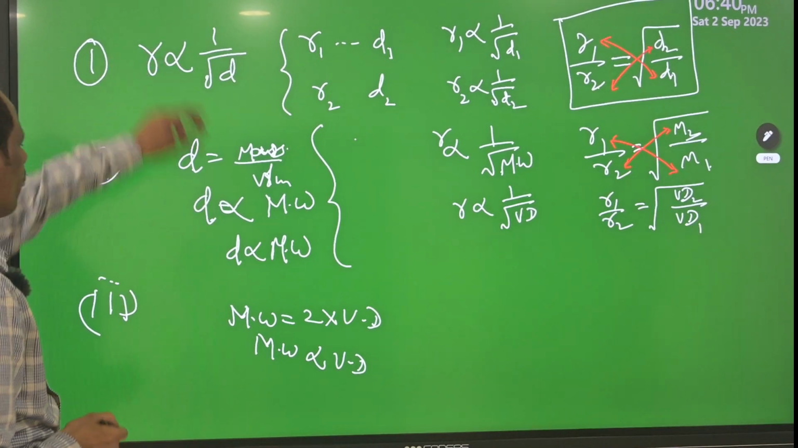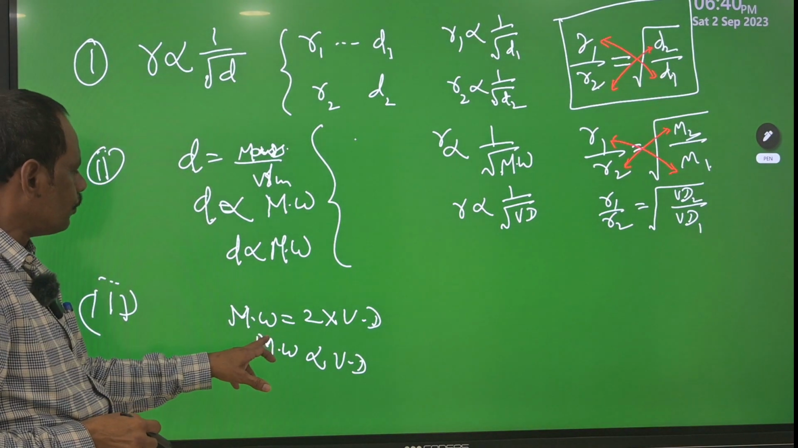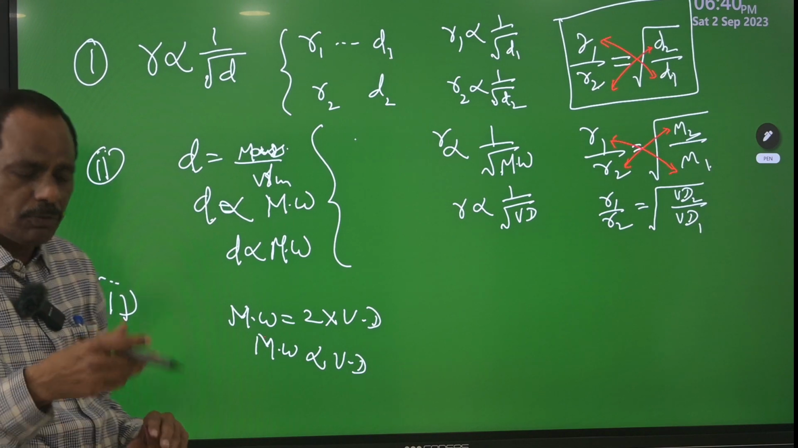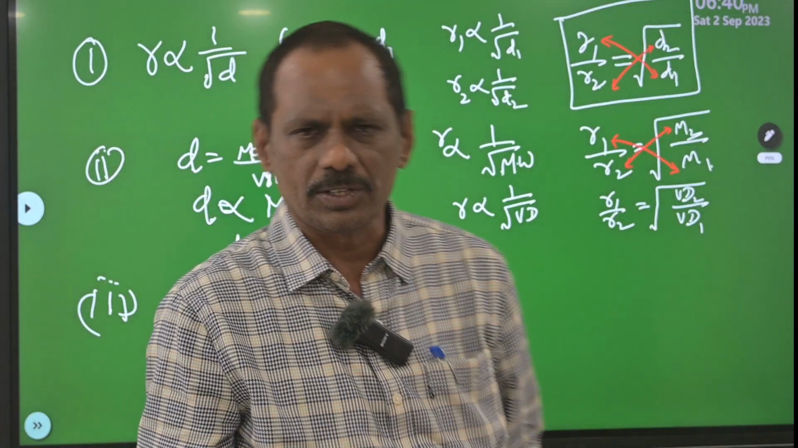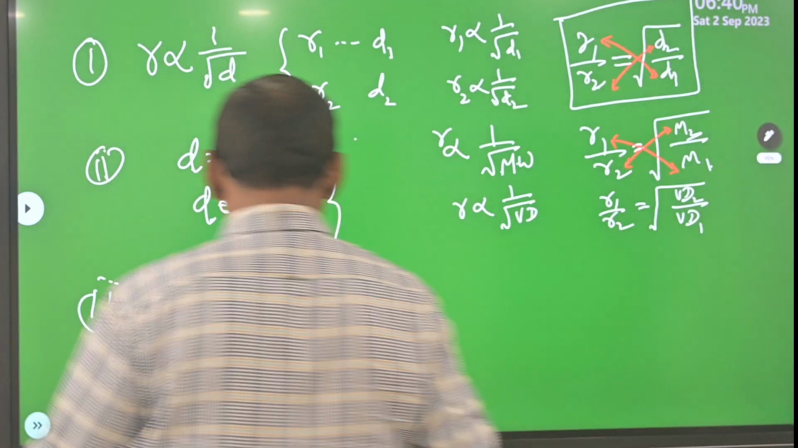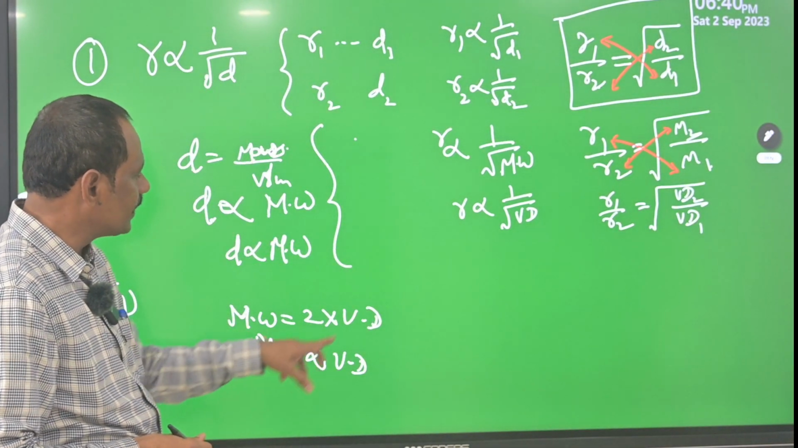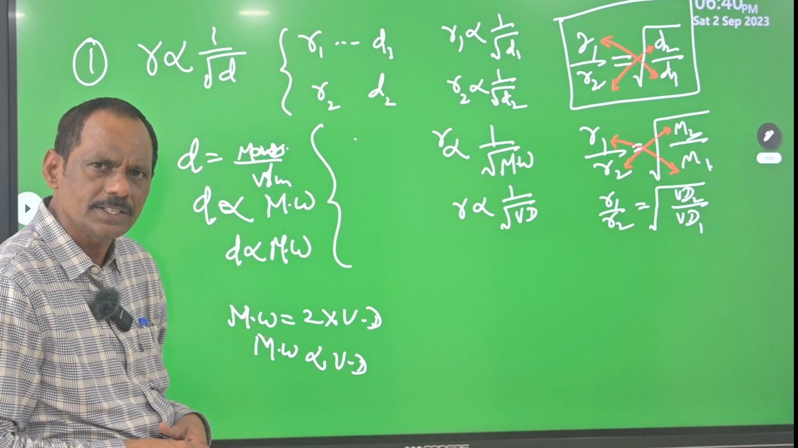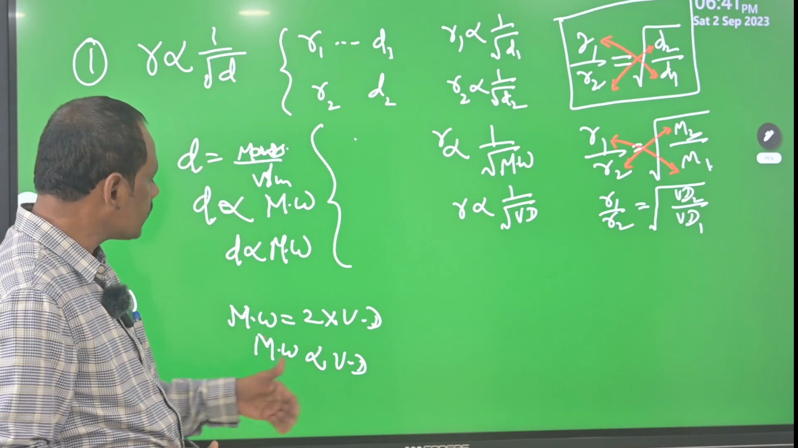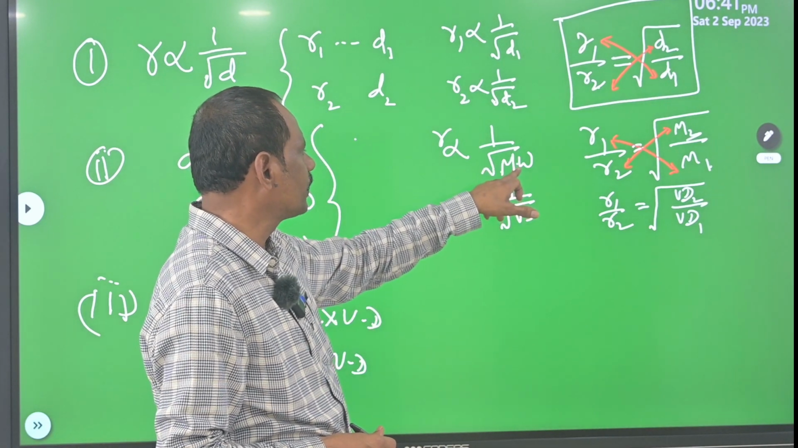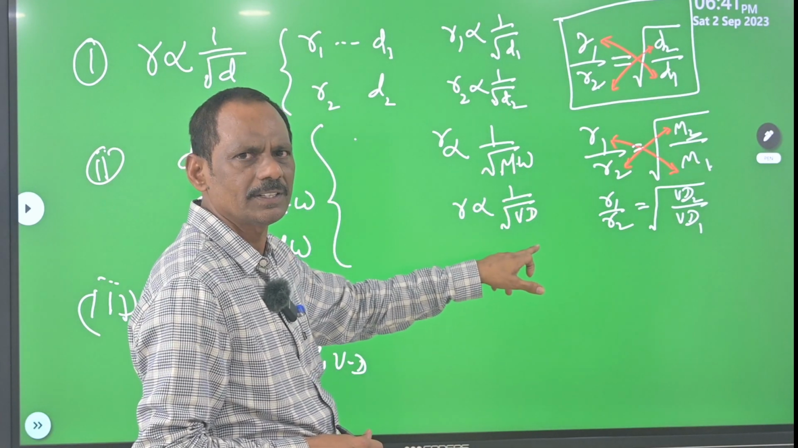Then, coming to the vapor density, molecular weight is equal to 2 into vapor density. So, twice the vapor density is equal to molecular weight for any gas. Therefore, molecular weight is 2 into vapor density. That means molecular weight is directly proportional to vapor density. Because vapor density is directly proportional to molecular weight, instead of molecular weight, you may take vapor density.